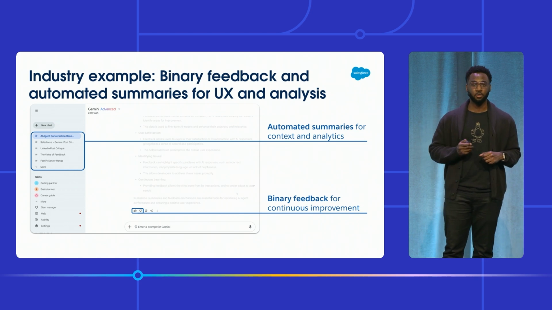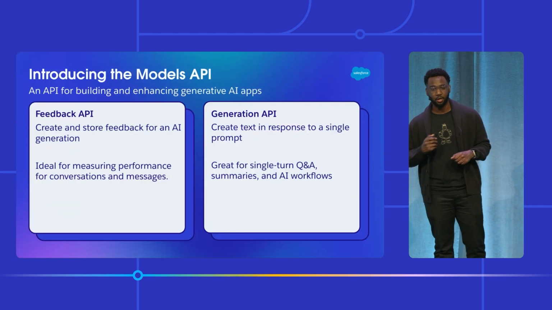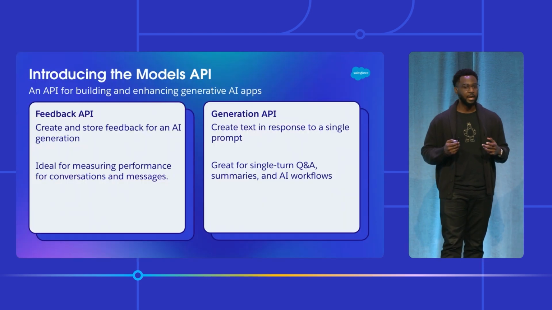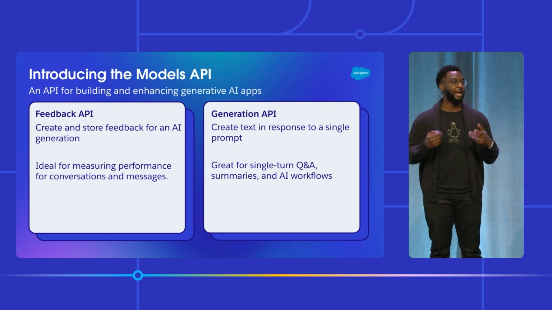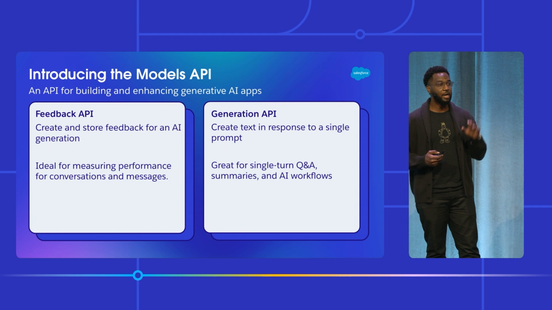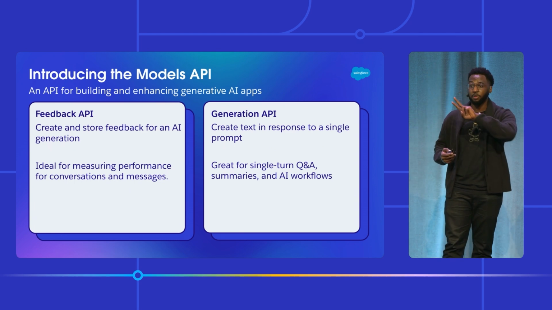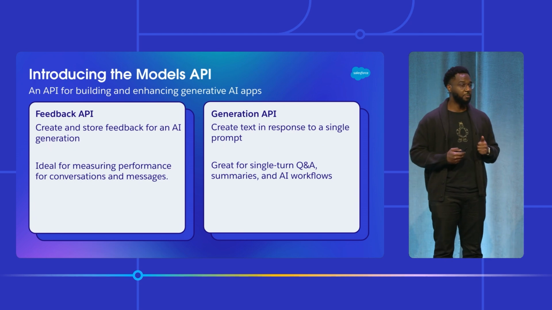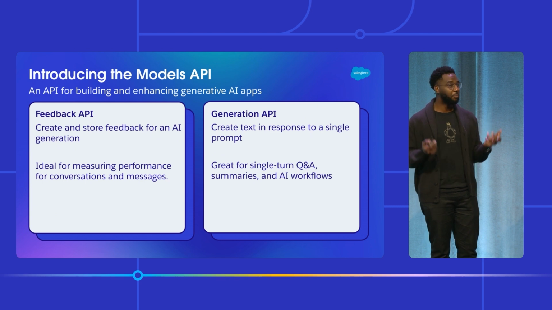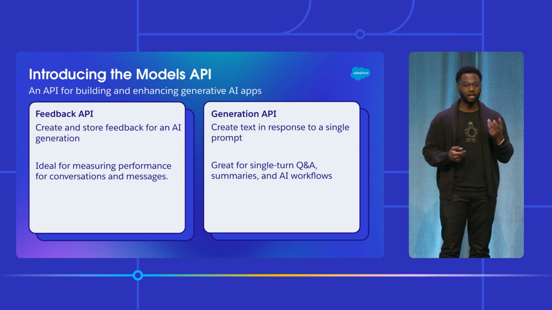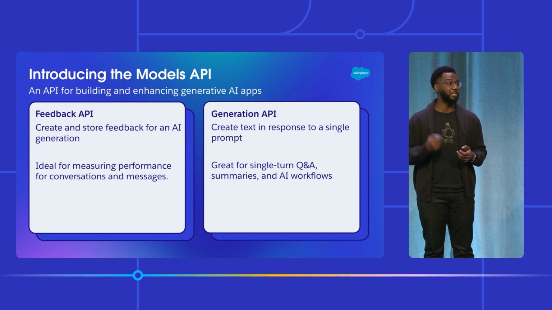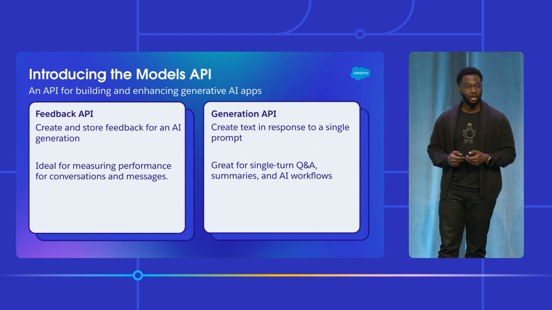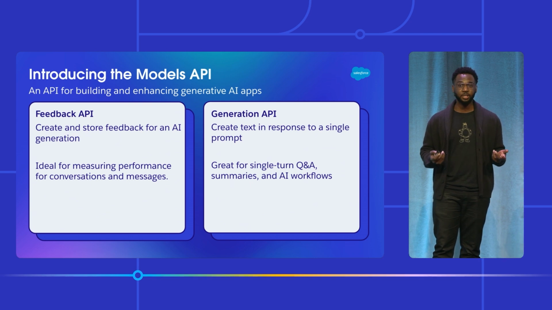Now to do it, we're going to be using the Models API. The Models API is a tool set offered by Salesforce for building and enhancing AI applications. It has 4 APIs, but we're going to talk about 2. The first one is the Feedback API. It's a really simple but powerful API that allows you to create and store feedback inside of Data Cloud with a single API call. It's ideal for measuring the performance of agents or really any type of AI application.